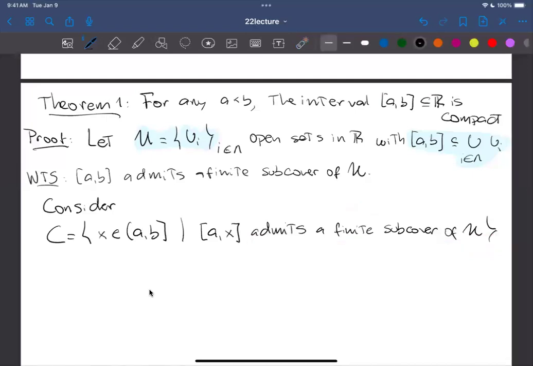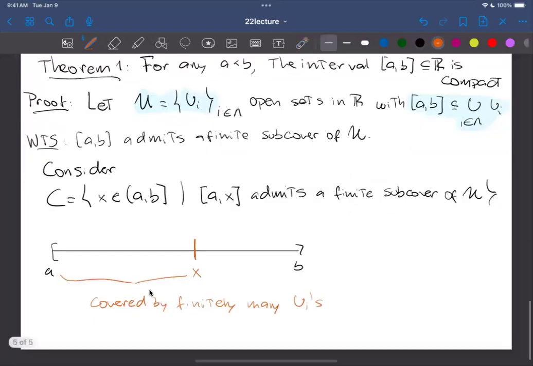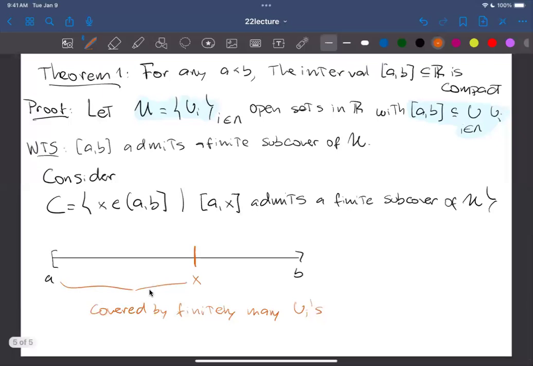So the scenario will be something like this. Here's our A, maybe. Here's our B. And what we're taking in this set is points X such that this portion is covered by finitely many U_i's. So we're only taking those X's. And the idea here is we want to push X all the way through B so that we know AB is going to be compact.